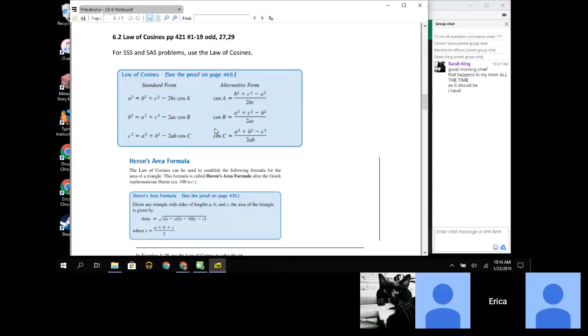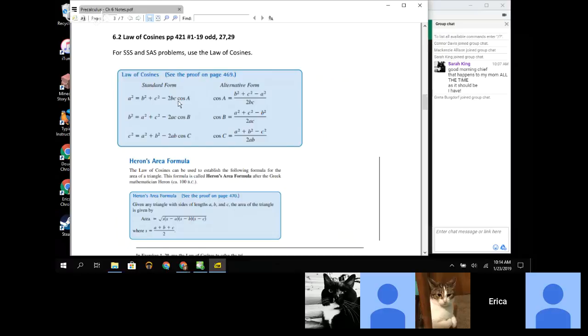So the law of cosines, you'll see, looks sort of like a combination of the Pythagorean theorem plus this little extra part on the end. If you have a squared, that equals b squared plus c squared minus 2bc cosine of A. So what you'll notice is that there's 3 versions of this standard form of the law of cosines.